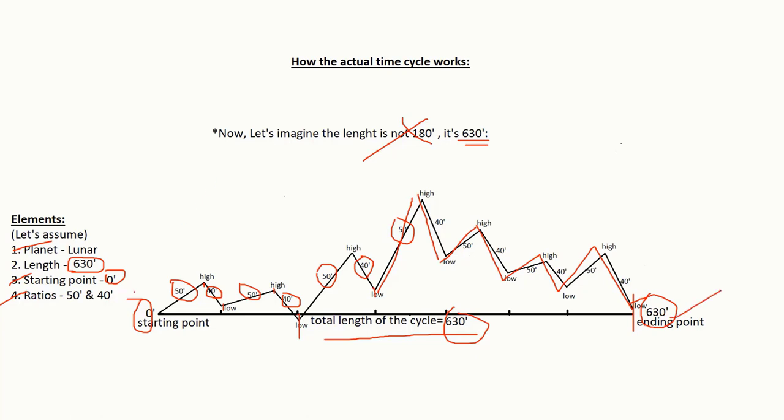And now what do you got? We got the highs and lows of the market. This is the high, this is the low, and so on, alternating high and low. There's your time cycle.